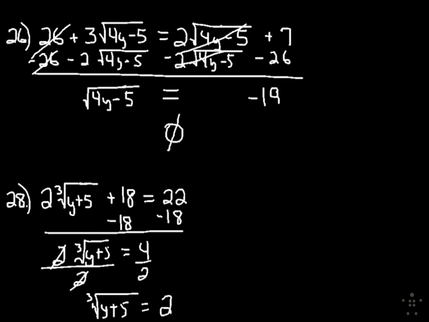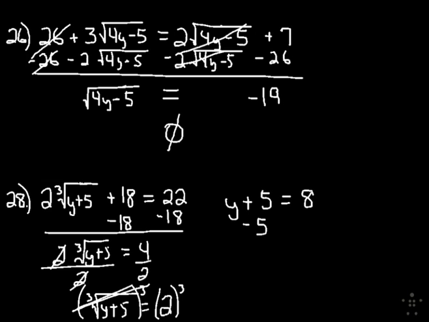Now how do you get rid of a cube root? Well, let's just cube it. And so those two things cancel. So we have y plus 5 is equal to 8. And then lastly, subtract 5 from both sides. So y is equal to 3. If you want to check that, 3 plus 5 is 8. The cube root of 8 is 2. 2 times 2 is 4. And 4 plus 18 is equal to 22.